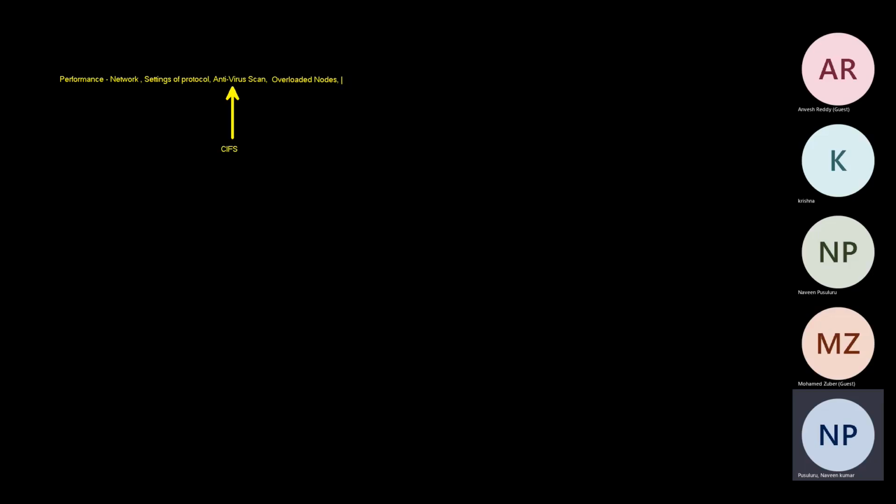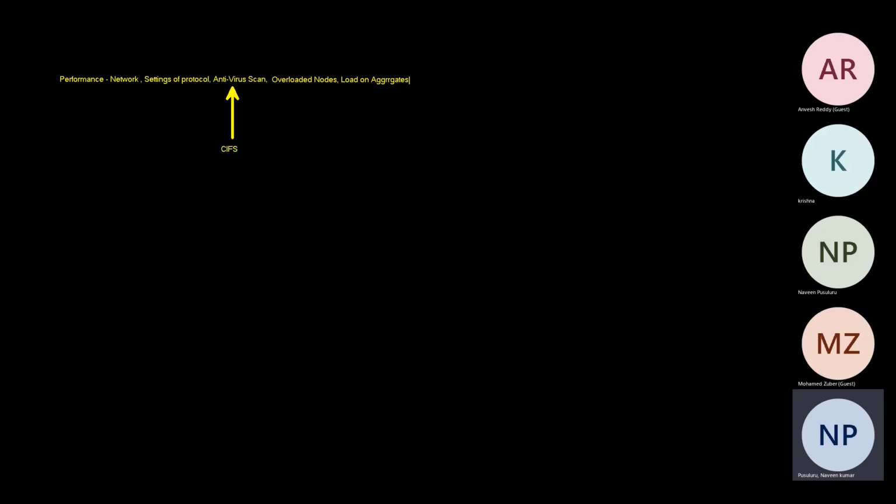And one more thing is load on aggregates. For example, you have an aggregate which was created with SATA drives, but you are putting high load, high performance volumes there, which will consume all the IOPS.